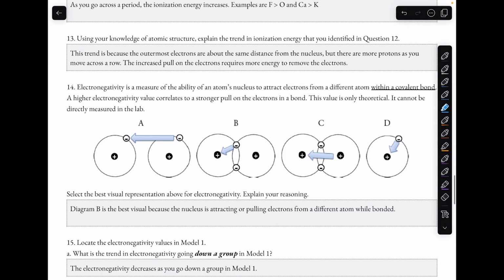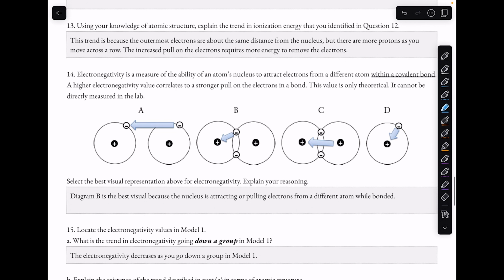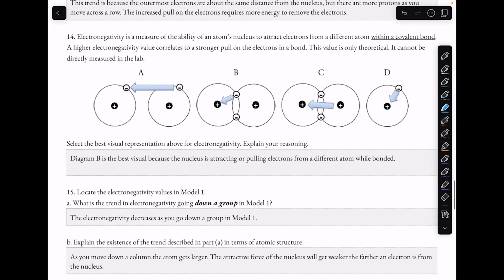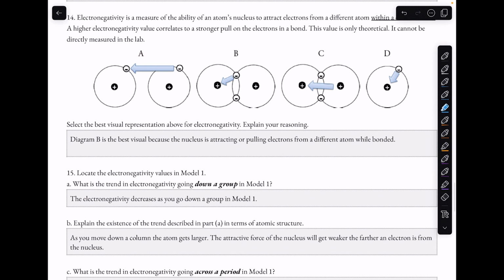Electronegativity. Now we're talking about the electrons within a bond. Diagram B is the best to represent electronegativity because we have a bond formed already. So unlike A and D, those are out. And it's the attraction of an electron in a bond to the nucleus of one of the atoms. So the arrow for B is indicating that definition.